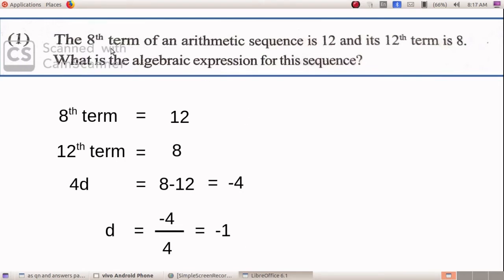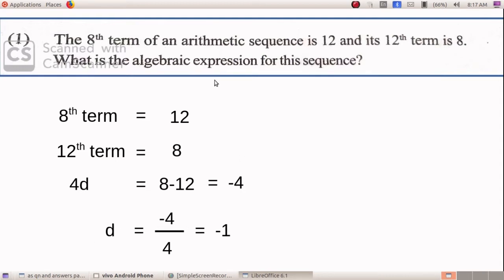Here, a particular style is used: the 8th term of the arithmetic sequence is 12 and the 12th term is 8. Like that, we can say the 5th term is 10 and the 10th term is 5. We can say the 15th term is 20 and the 20th term is 15. Generally speaking, if the mth term is n and the nth term is m, in all these instances we can prove the common difference will be minus 1. You can try it yourself. If a question is given in the same style as in this question, you can prove the common difference will be minus 1.